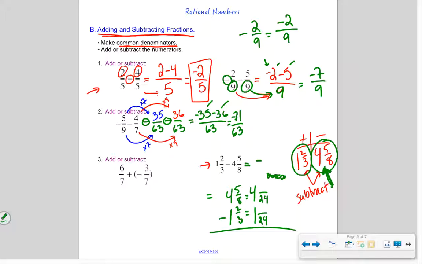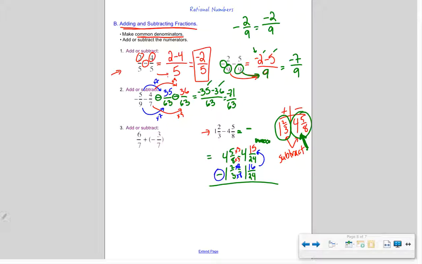Okay, so 5/8 here I'm going to have to multiply by 3. So my new numerator is 15. Here I'm going to have to multiply by 8. So my new numerator is going to be 16. I'm subtracting, and I can't do that. I can't subtract 16 from 15. So maybe I want to make things in improper fraction.